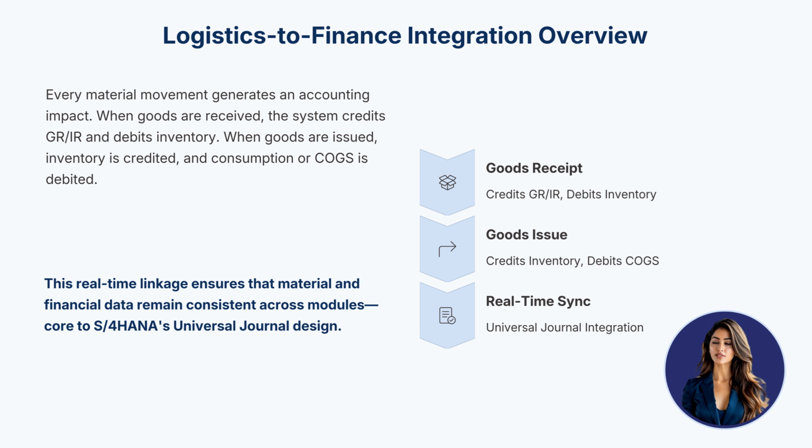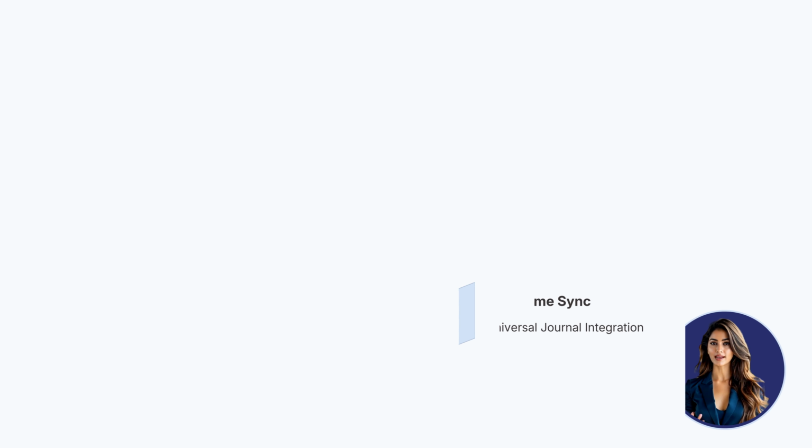Logistics to finance integration overview. When goods are received, the system debits inventory and credits GRIR. When goods are issued, inventory is credited and consumption or COGS is debited. S/4HANA Cloud's Universal Journal captures both logistics and finance entries simultaneously, ensuring transparency and consistency across operational and accounting dimensions.